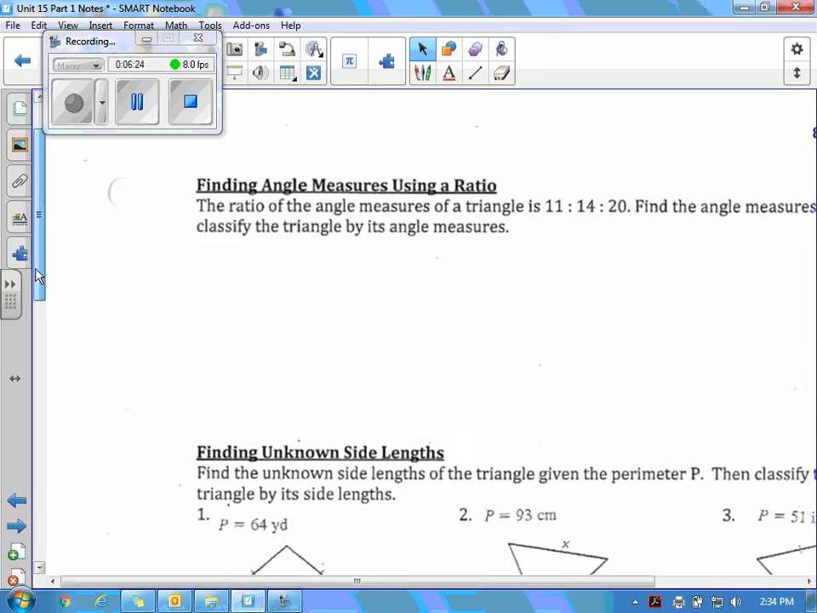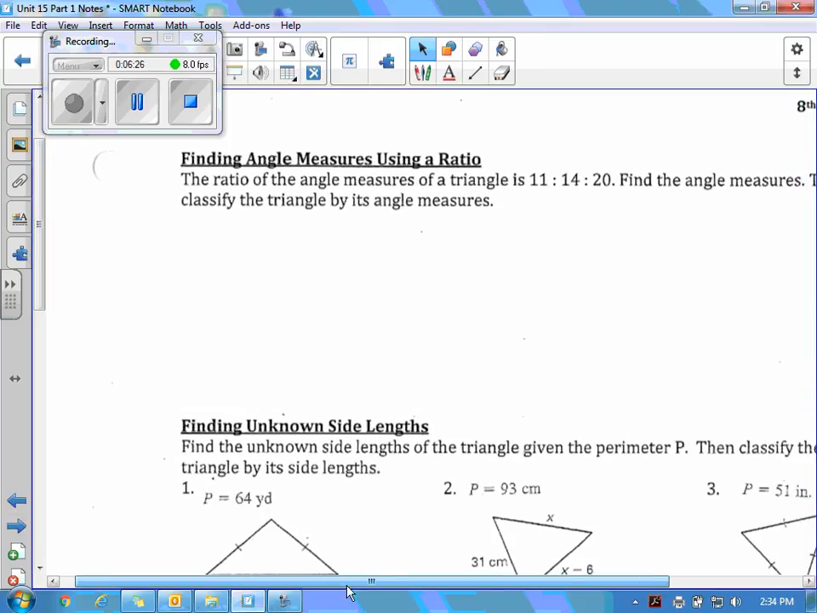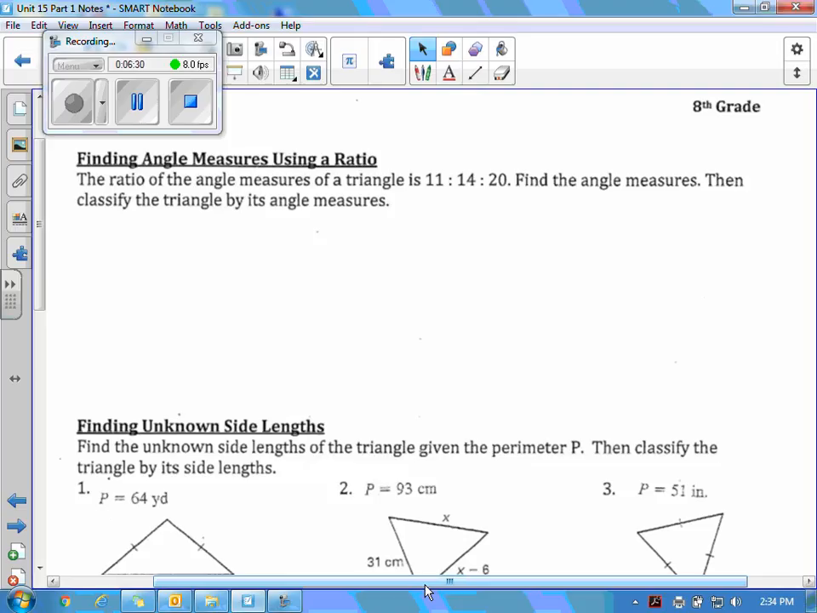On the back side it says finding angle measures using a ratio. The question says the ratio of the angle measures of a triangle is 11 to 14 to 20. Find the angle measures, then classify the triangle by its angle. So, for each of these numbers in the ratio, we're just going to add an x to it, and we're going to add them together.